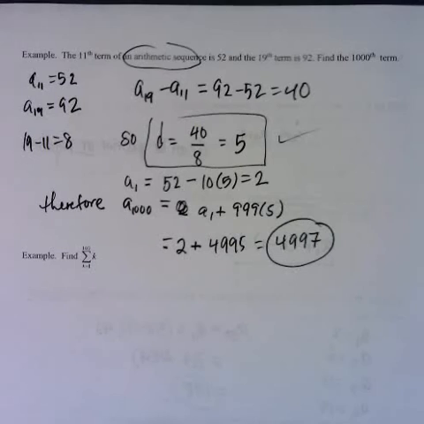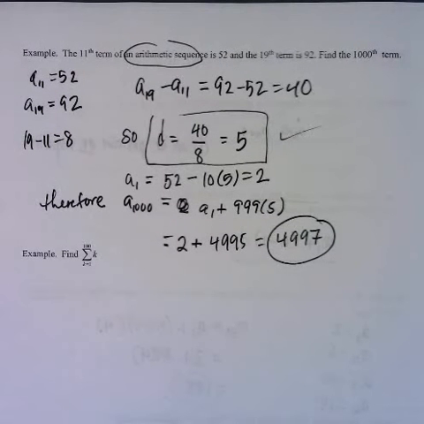All right, the next example, we want to find the sum of k equals 1 to 100 of k. So we're basically adding up 1 plus 2 plus 3 plus 4, etc. I mentioned in the last lecture that we would talk about adding up the first n positive integers, and that's what we're doing right now.